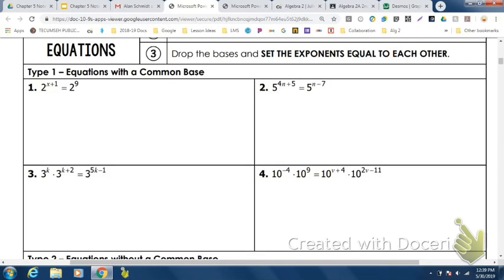Alright, so I'm going to do my best to try to explain these exponents with a common base and how you combine them.